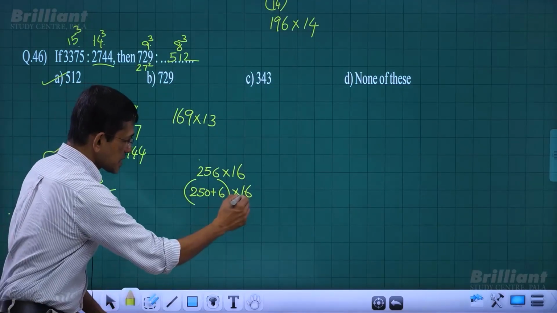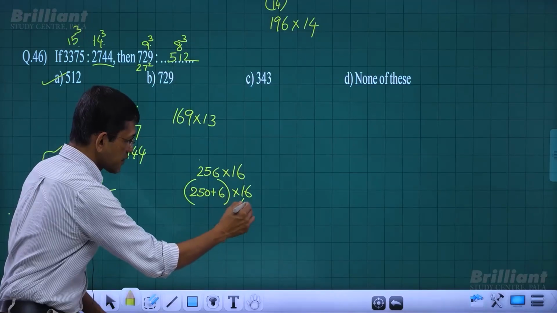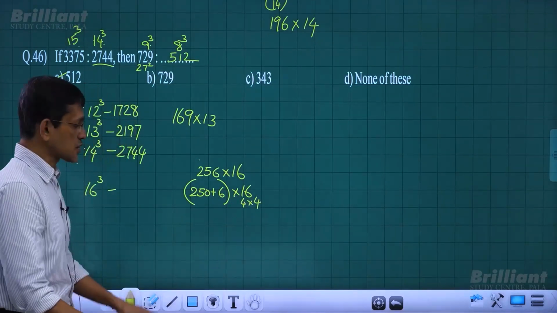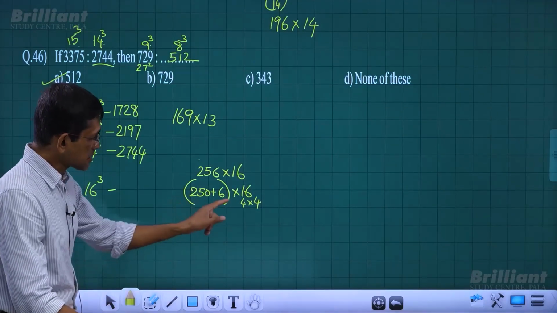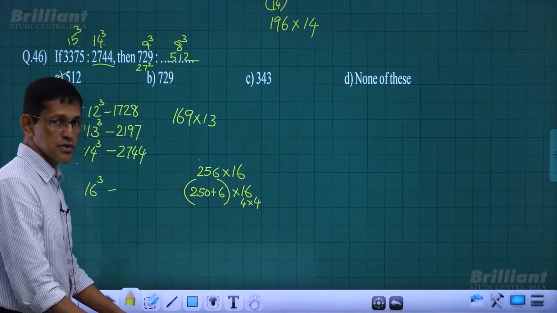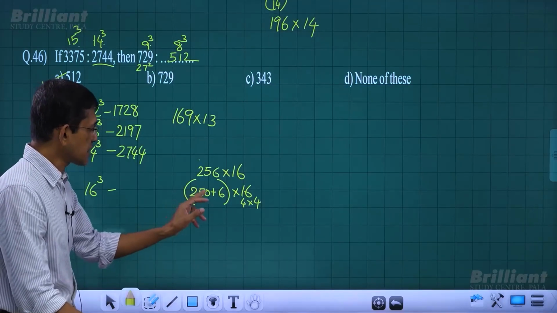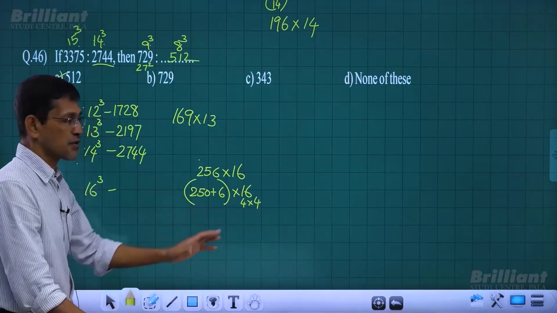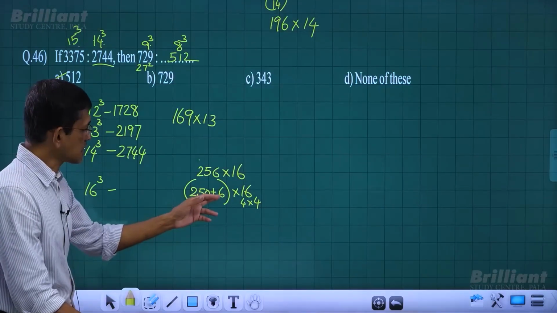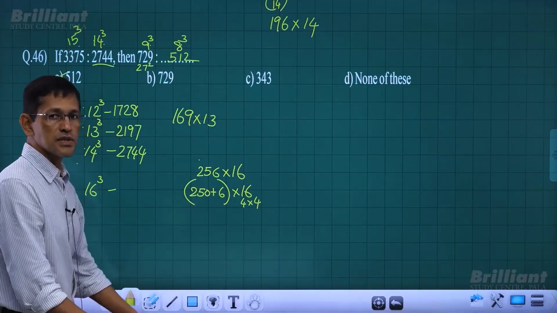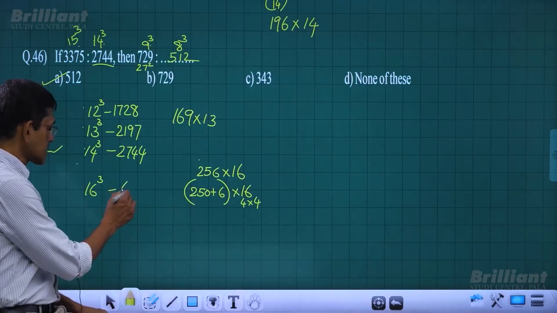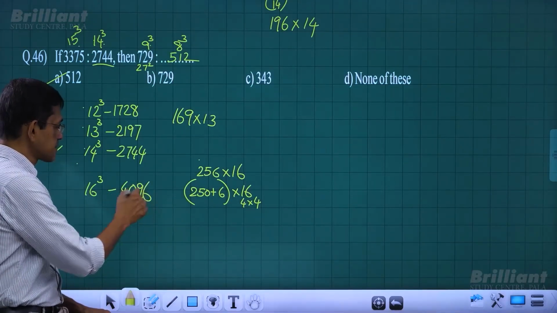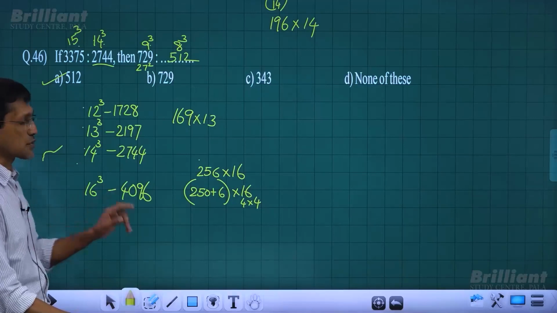Actually, we need to multiply that with 16. 16 is 4 into 4. So 250 into 4 is 1000, and that 1000 must be multiplied by another 4. So that is 4000. So 250 into 16 is 4000. Now the balance is 6 into 16. Well, 16 into 5 is 80, so 16 into 6 is 96. So 4096. Yes, that is the answer. 4096 is 16 cube.